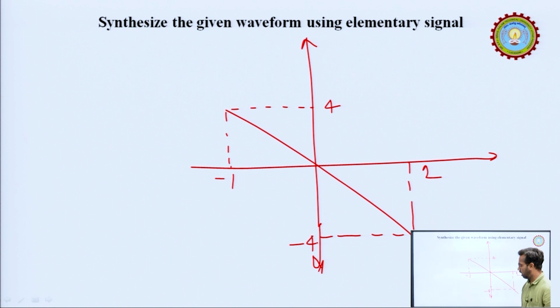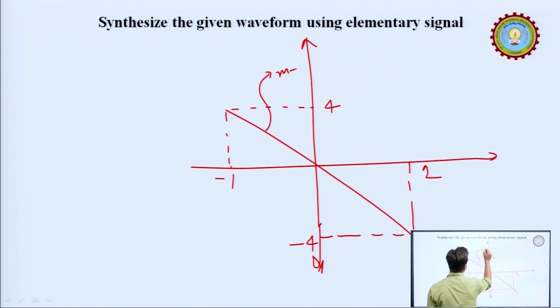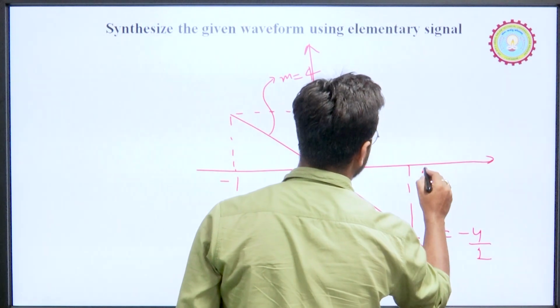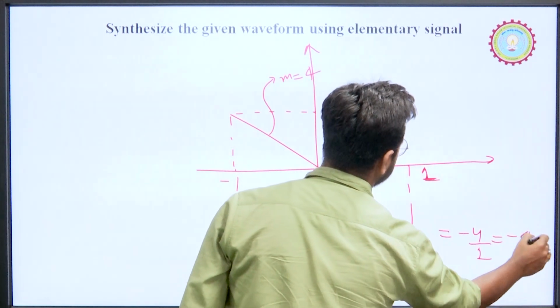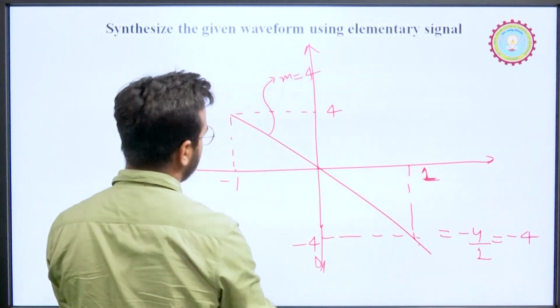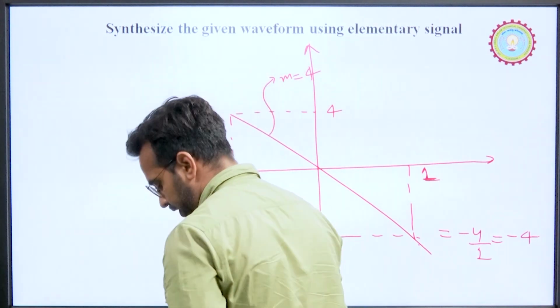Suppose now we are required to write the mathematical form of this given signal, how will we do it? If you consider this, it is a ramp signal confined to a unit step between minus 1 and 1. What is the slope of this signal? The slope m is 4 by 1, which is 4. Here, it is minus 4 by 1, so you will get minus 4. So basically this is a unit ramp signal confined to a unit step between minus 1 and 1.